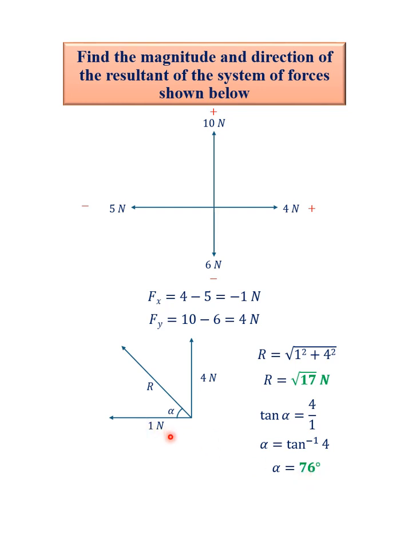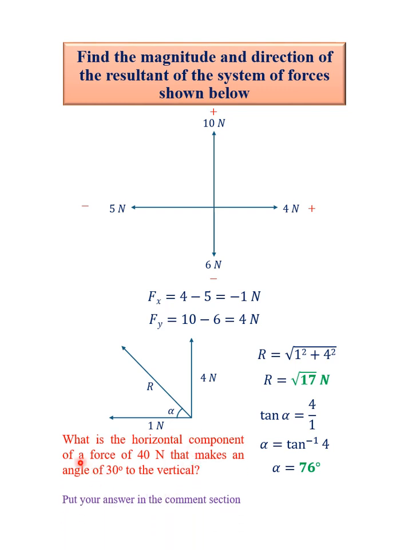It is very simple. Try this simple one. What is the horizontal component of a force of 40 Newton that makes an angle of 30 degrees to the vertical? Please put your answer in the comment section.